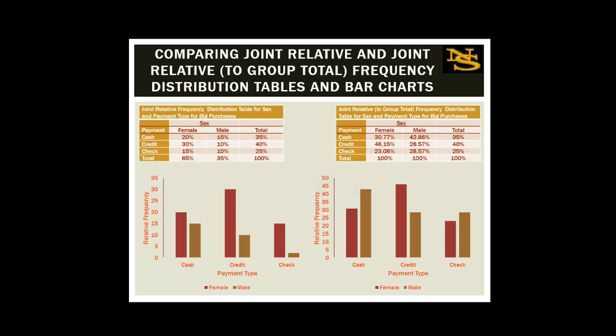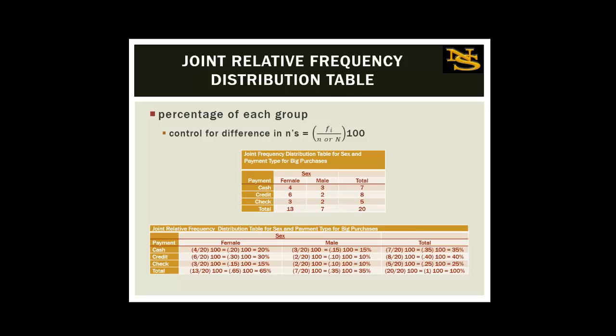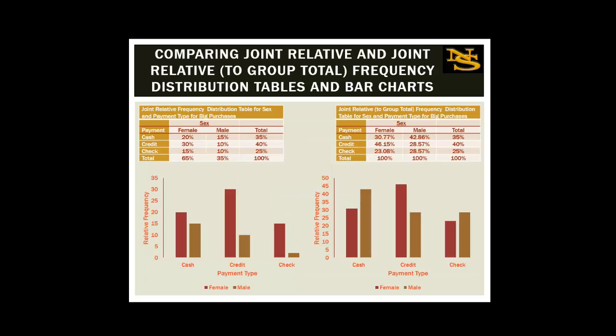So let's compare these directly. Real quick before I compare them, it's worth noting that the joint frequency distribution bar graph, the one on the bottom left here, looks exactly the same as the joint relative frequency distribution bar graph that you saw 3 slides ago. So if we go back here, this picture looks exactly the same as this picture when we just change the frequencies to percentages.